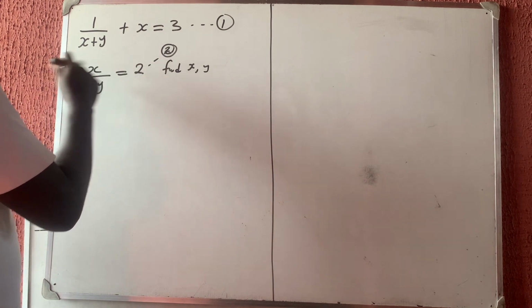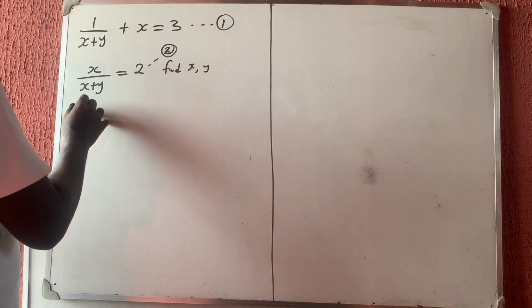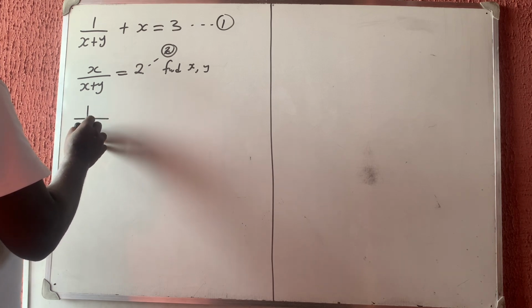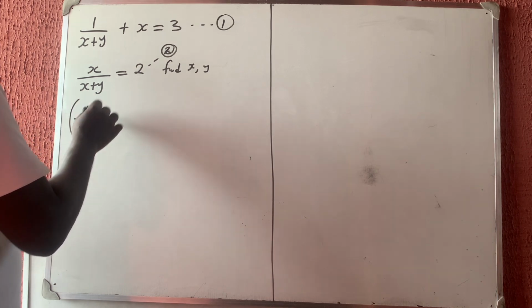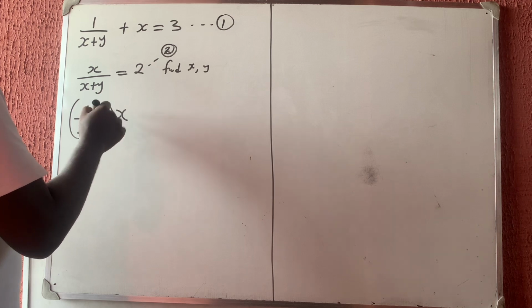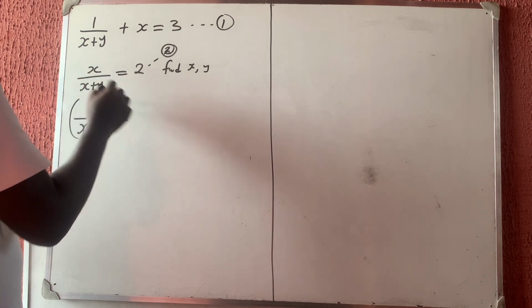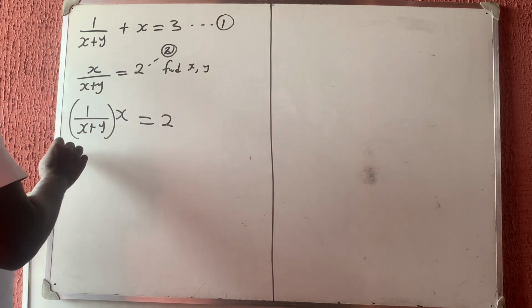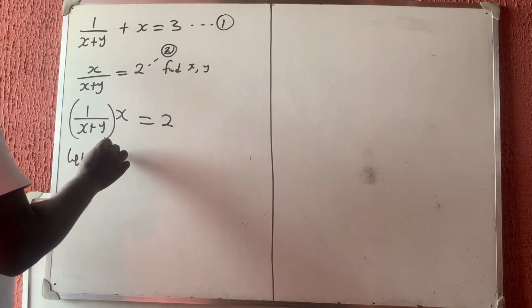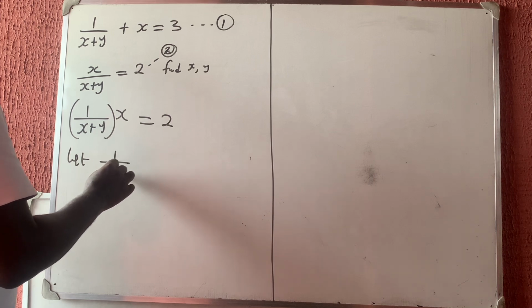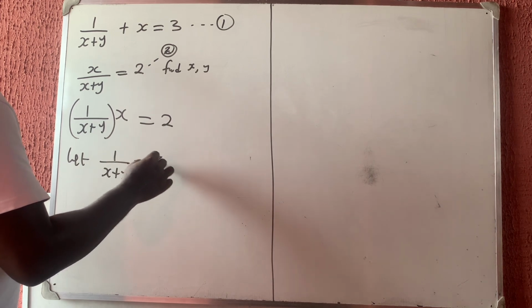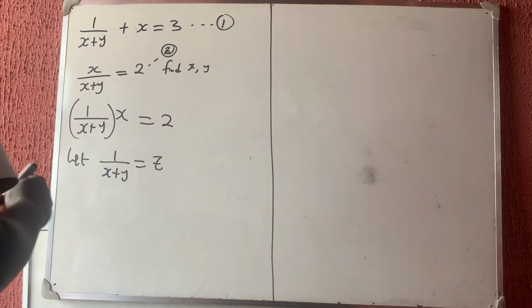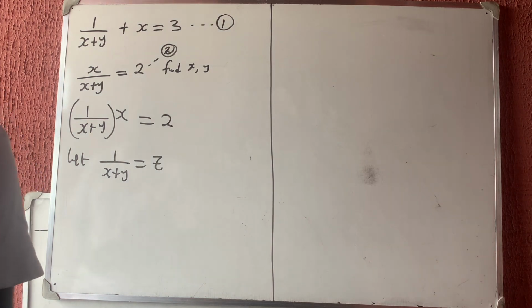So I can write equation 2 to be 1 over x plus y, then multiplied by x. This time this is giving me this, so it is equal to what? 2. Now we can say let 1 over x plus y be equal to z. So anywhere I see 1 over x plus y, I'm going to put z.